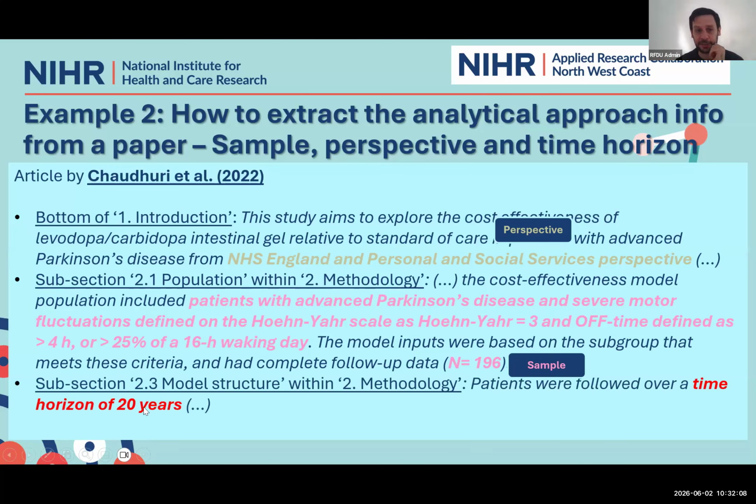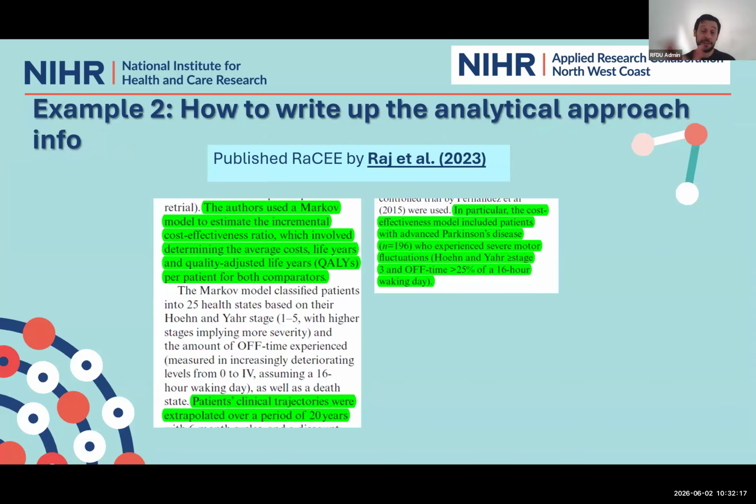In terms of the time horizon, it's simply 20 years in this case. So you've got just a sentence describing that. And similarly to what I was showing you before, we then wrote everything up in the methods section of our commentary. So we used a couple of paragraphs to describe the type of economic evaluation, the sample, and the time horizon.